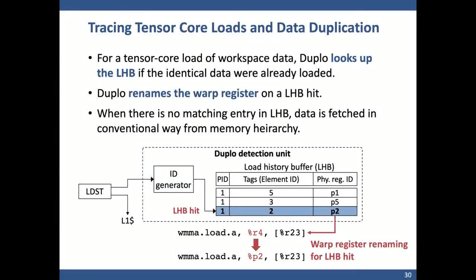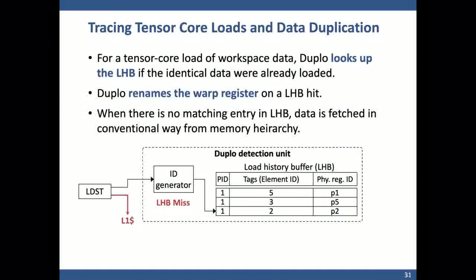Instead of fetching redundant data from memory, Duplo renames the warp register with the one recorded in the LHB. We already know that previously loaded data are stored in physical register P2. Therefore, we simply rename the destination register to P2. In this way, Duplo can avoid duplicate memory requests and handle it as a simple register renaming. When there's no matching entry found in LHB, data is fetched in the conventional way from memory hierarchy.